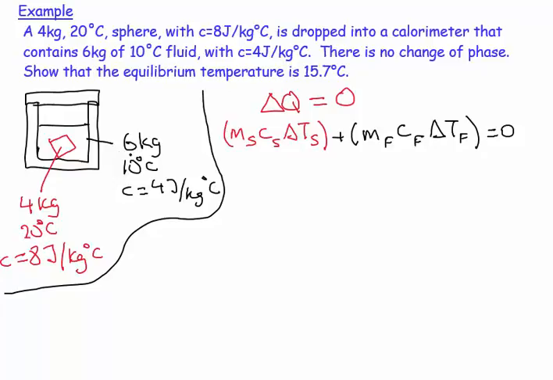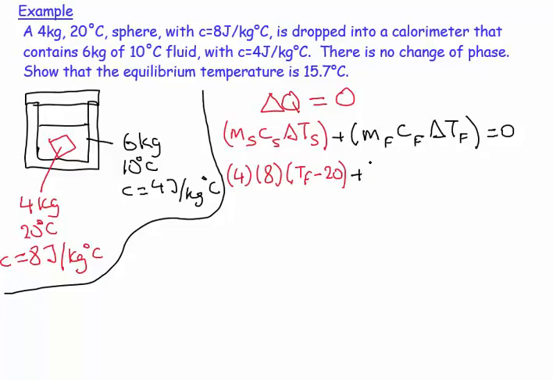Now if I look at my actual numbers, the mass of the sphere is 4 kilograms, and the specific heat is 8 joules per kilogram per degree C. It's a pretty unreasonable number, but simple for our purposes. And then I want to look at its temperature change. I know its starting temperature, and I want to find its ending temperature. So its temperature change would be T final, always the final minus the initial, T final minus 20.